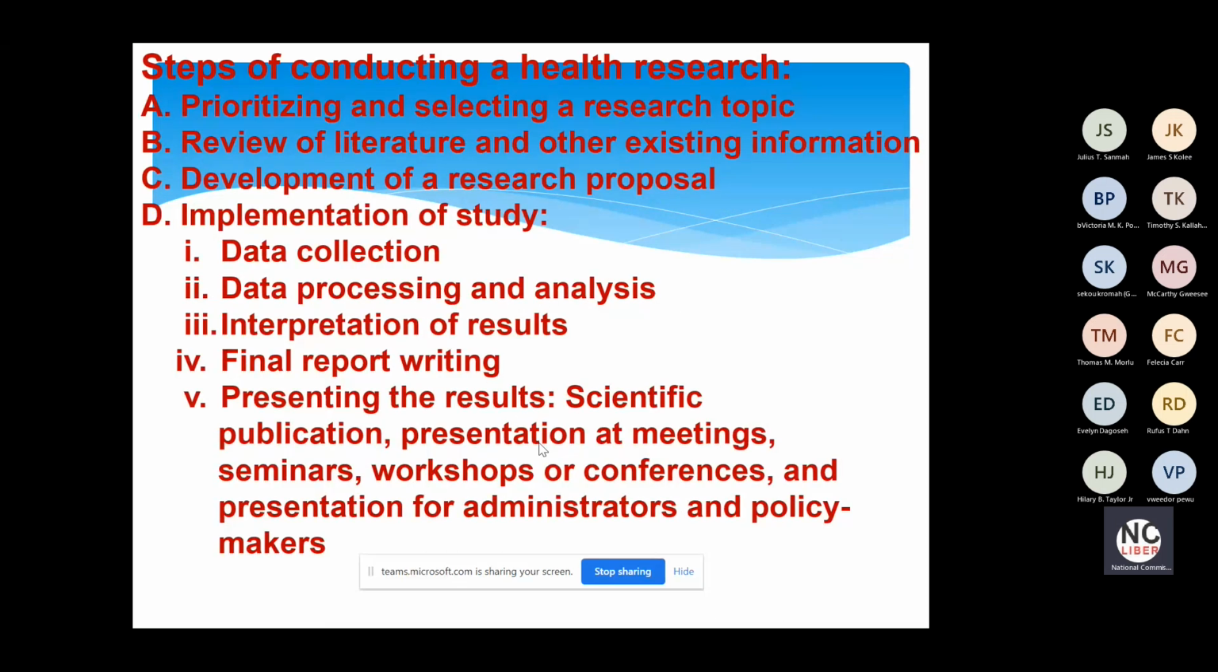For example, most of you in this room are in the health area, almost all of you. There are things to do when you are conducting research. The first thing to do is you have to be able to prioritize when you are selecting the topic. There may be several topics, but you have to be able to decide to prioritize which of the topics you're going to use. The next thing is you have to conduct literature review.